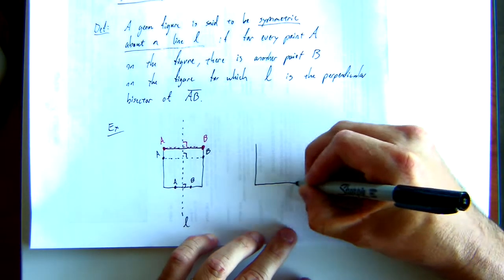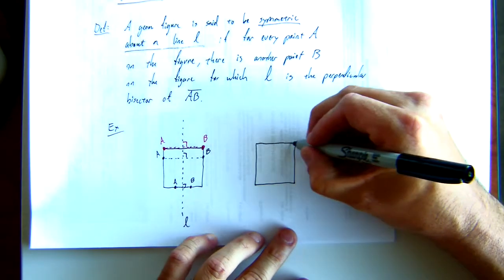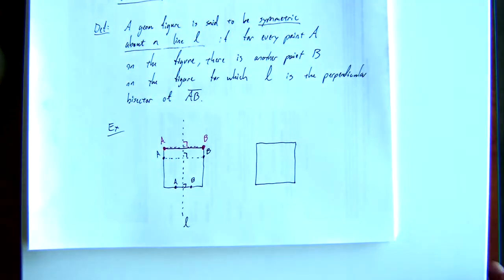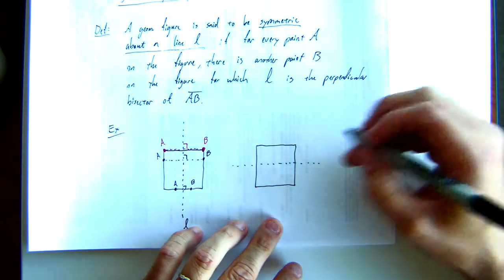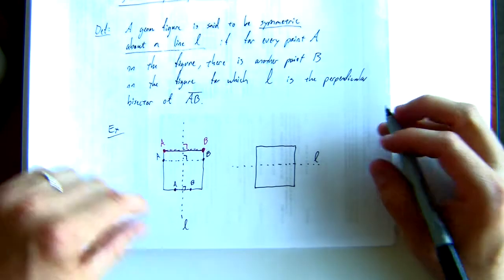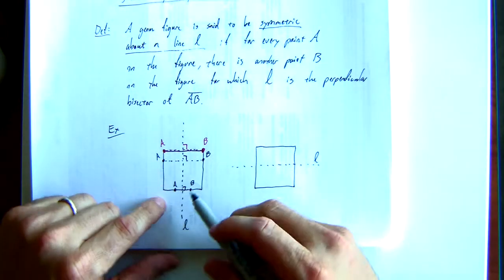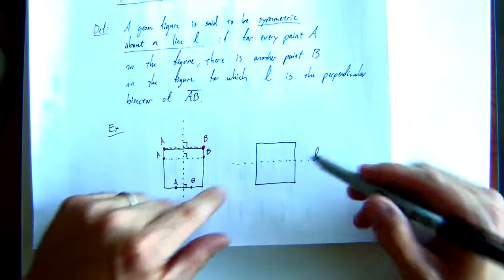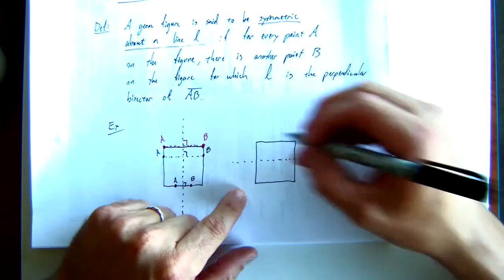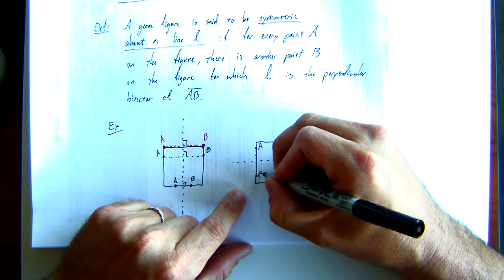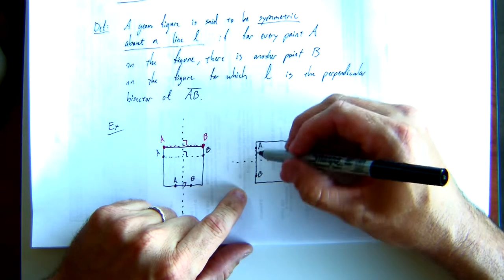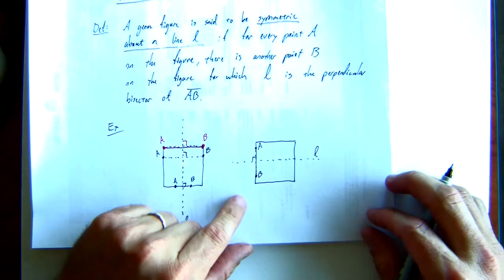Let's consider the square again. Can you think of any other line of symmetry for this square? Well, we could do something like this. Here's my line L. So now this square is symmetric about this vertical line L, but it's also symmetric about this horizontal line L, because any point that I pick, there's another point, so that I can make a line segment between those two, and I have a perpendicular bisector.